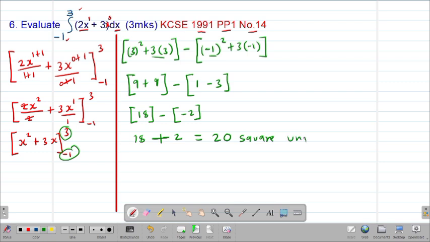20 square units. So square units, because an integral that has limits will give us the area that is enclosed below that particular curve.